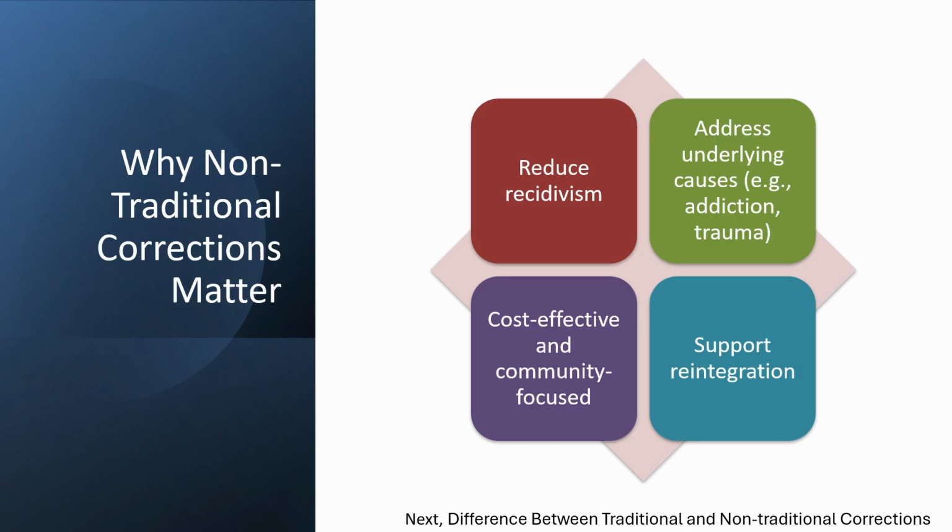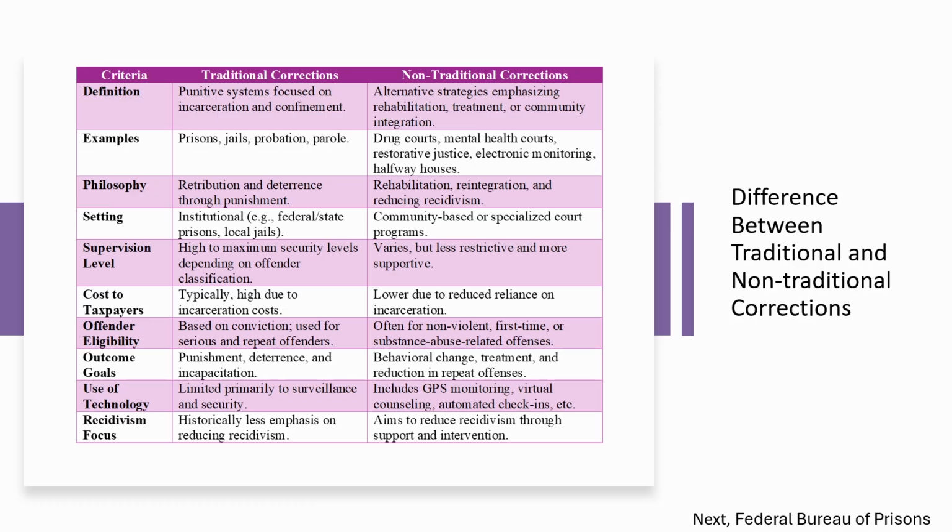What is the difference between traditional and non-traditional corrections? I created this little table for you to compare traditional to non-traditional. So what kind of differences do you see when you look at this table? You can see the criteria that was used for both the traditional as well as the non-traditional corrections.